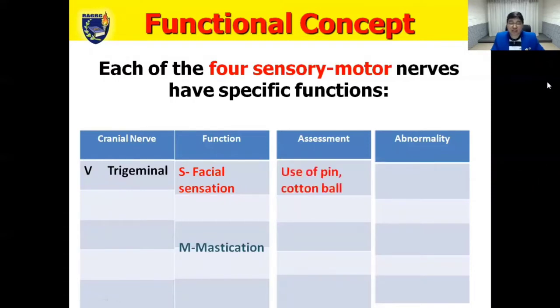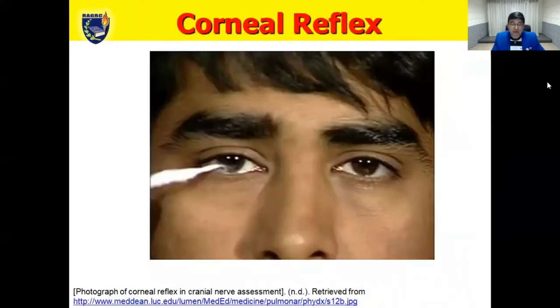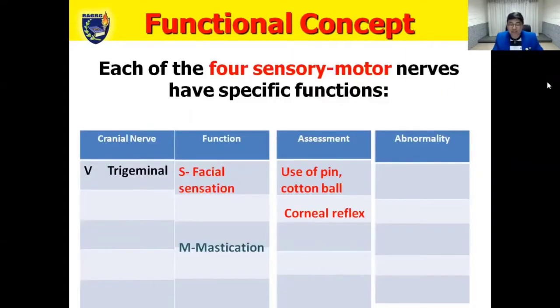So how do we assess the sensory root? We use a pin or cotton ball and then usually run those through on the cheek, on the forehead, and on the chin, and ask the patient if they feel something. Then we also need to assess the corneal reflex, okay? Now, how do we assess the corneal reflex? We need to use a piece of cotton and lightly touch the cornea with the cotton. What is usually an expected reaction from the patient would be to shut their eyelids, okay?